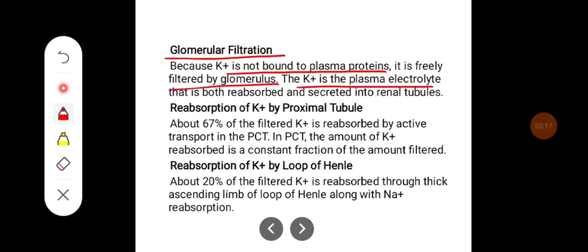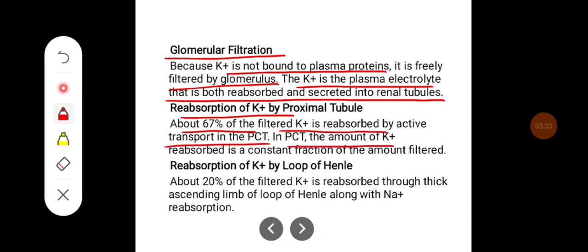Potassium is the plasma electrolyte that is both reabsorbed and secreted into renal tubules. Reabsorption of potassium by the proximal tubule: about 67% of the filtered potassium is reabsorbed by active transport in the PCT. In the PCT, the amount of potassium reabsorbed is a constant fraction of the amount filtered.